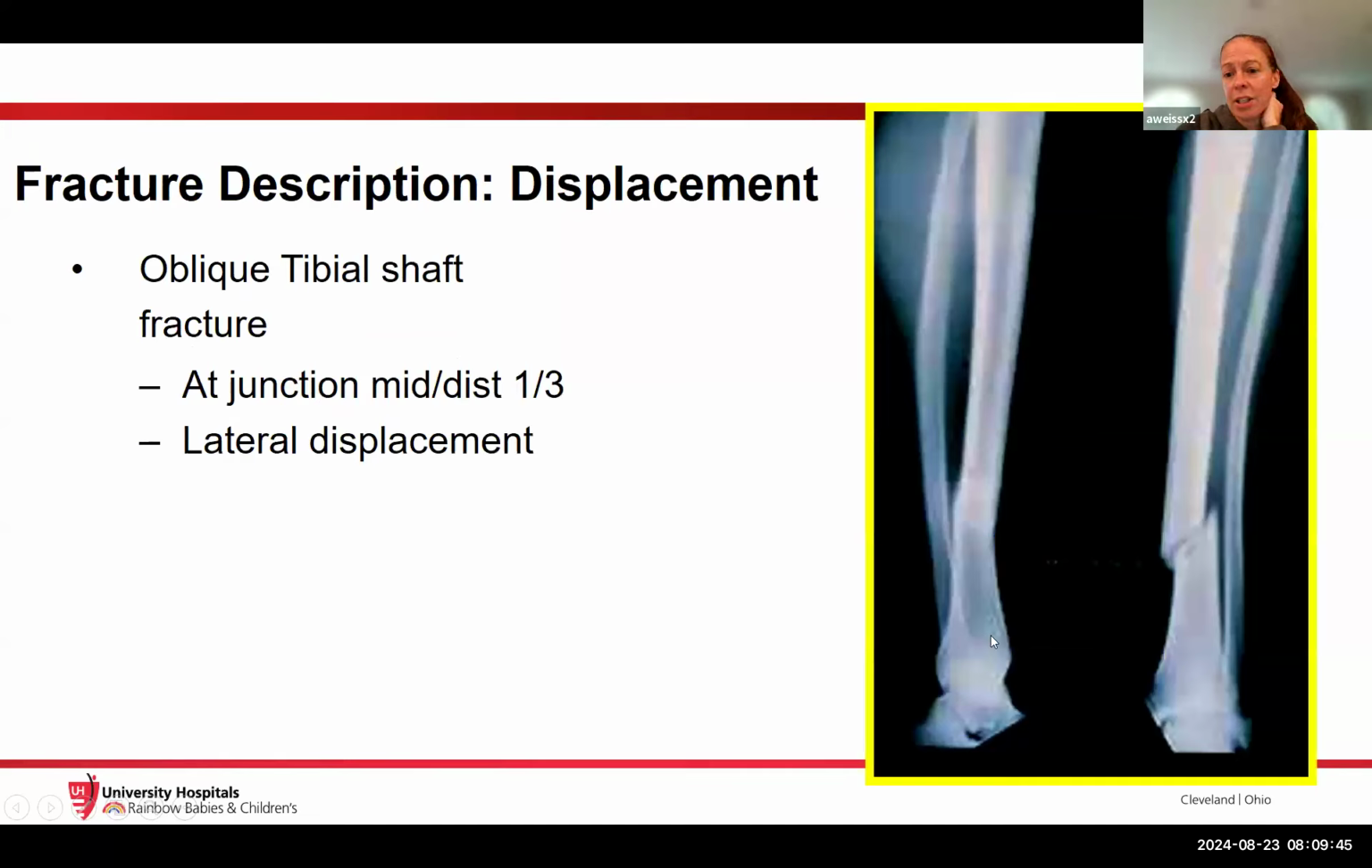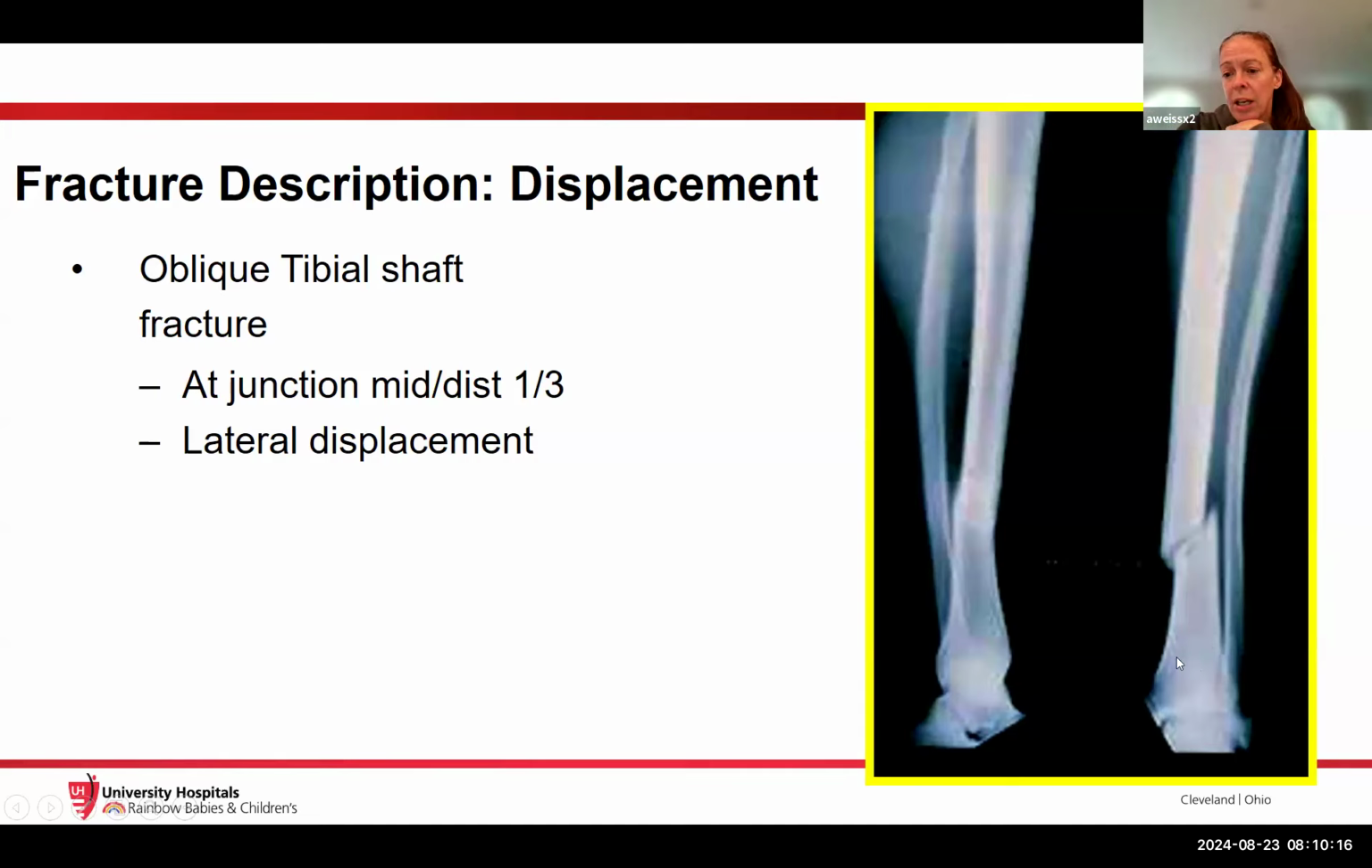So again, this is a tibial shaft fracture. The distal fragment is displaced laterally. Again, this is just more examples, because it can feel counterintuitive when you're looking at the picture how to describe it. And then you want to describe, particularly in the radius and ulna and tibia and fibula, is it at the junction of the middle and distal third, or is it more proximal? Because all of those matter with how we're going to immobilize.